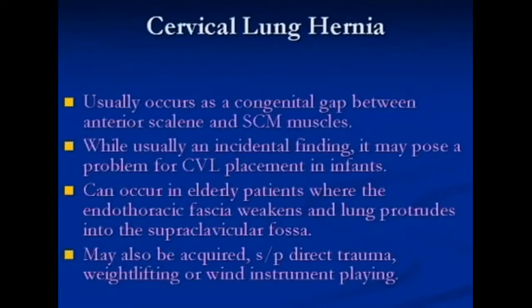Okay, so cervical lung hernias usually occur as a gap between the anterior scalene and sternocleidomastoid muscles. It's an incidental finding, but may pose a problem in a neonate when you want to stick a CVL catheter in, not you, but your colleagues, and occasionally in older patients who have weakening of the endothoracic fascia.